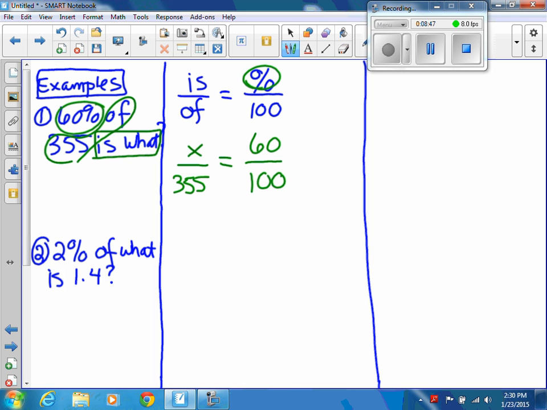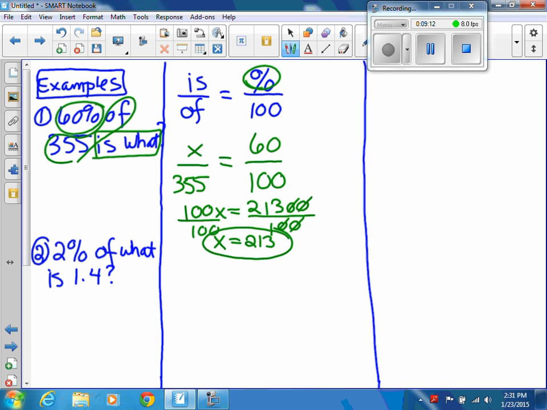Okay, when I do the math, I wind up with 100x is equal to 21300. Divide both sides by 100. Remember, I can just chop off zeros here. And that gives me my answer. So that means that x is equal to 213. Right there. So 60% of 355 is 213. That's my answer for that one.